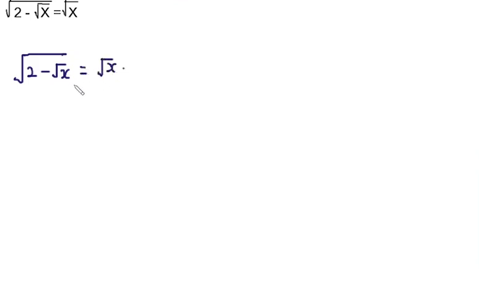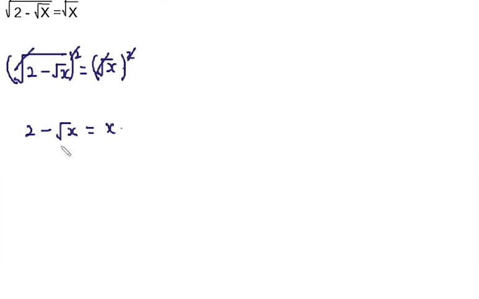To start off, we take the square of both sides. So the square of this side is equal to the square of this side. So I know that the square of here cancels out the square root, and then the square of here cancels out the square root. So this is 2 minus square root of x, and then this is equal to square root of x.